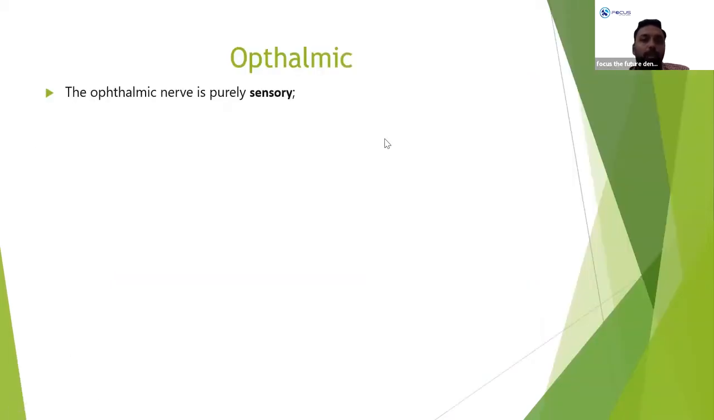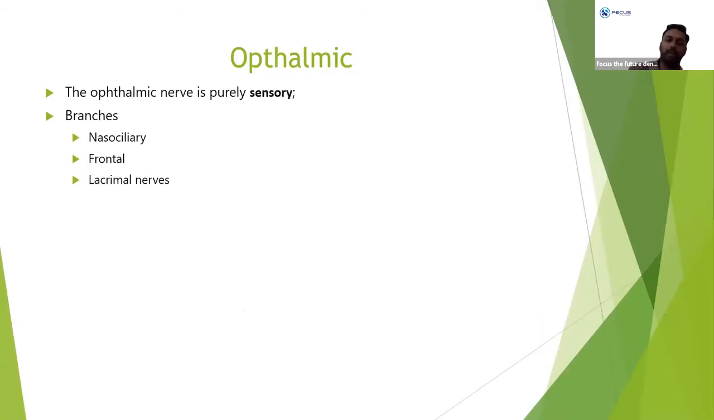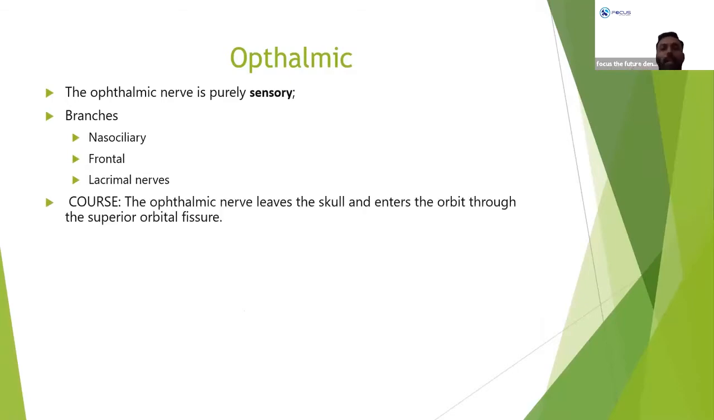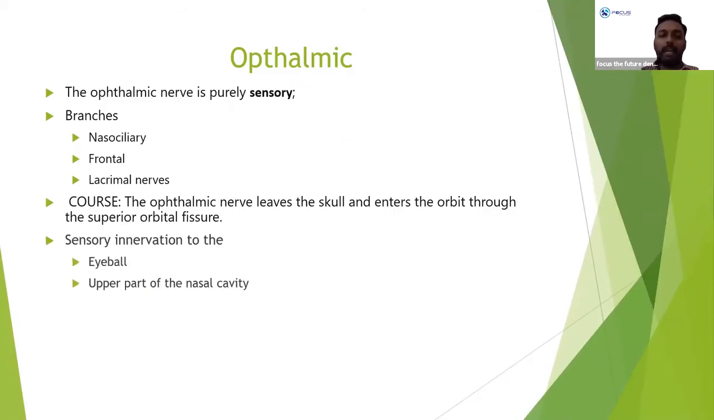Coming to the ophthalmic division, the ophthalmic nerve is purely sensory. The branches are nasociliary, frontal, and lacrimal. The course: it leaves the skull, enters the orbit through the superior orbital fissure, with sensory innervation to the eyeball, upper part of the nasal cavity, the skin of the upper eyelids, forehead, and front half of the scalp.